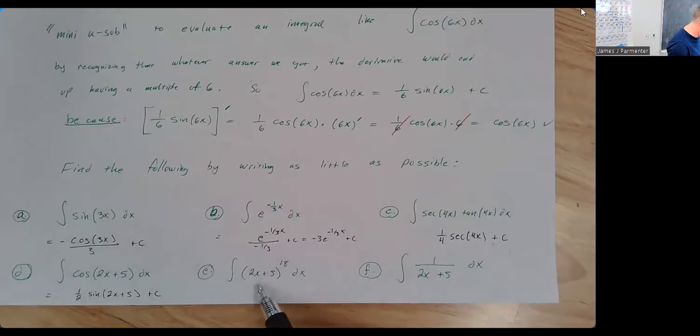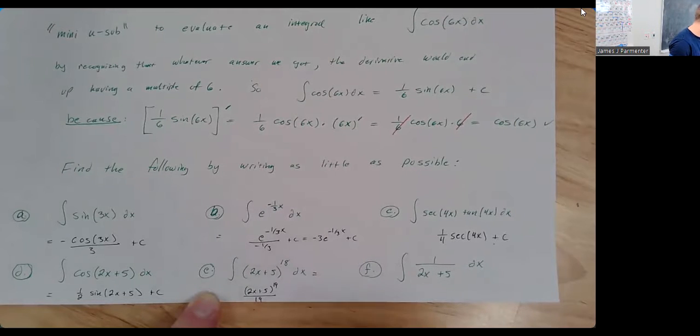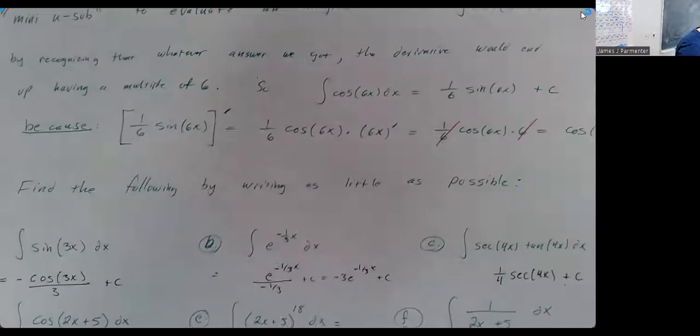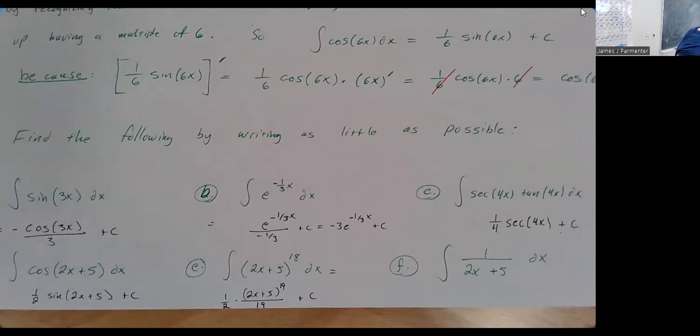If you have something where you multiply by x to a large power, you can just treat that as something to the 18th, whose antiderivative is going to be, let's see if I can fit this in here, 2x plus 5 to the 19th power divided by 19. And what else do I need? Well, a divided by 2. And a plus c, of course. You can really see it now. You really see it up close.